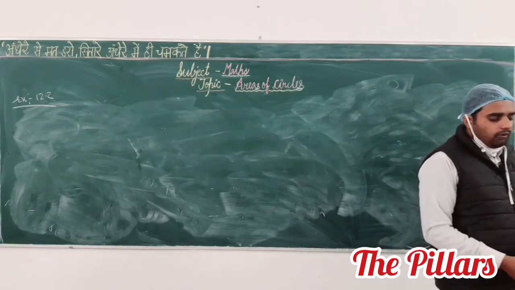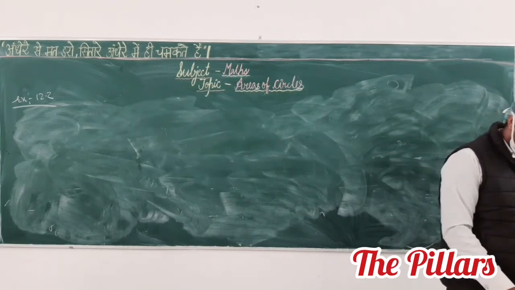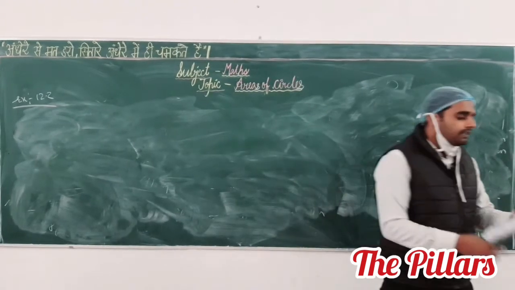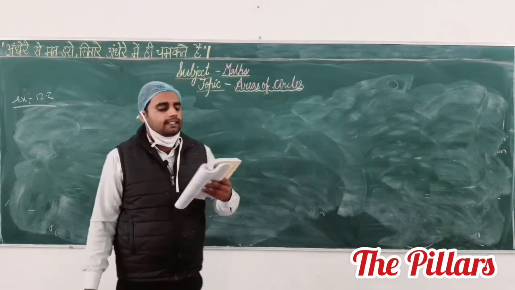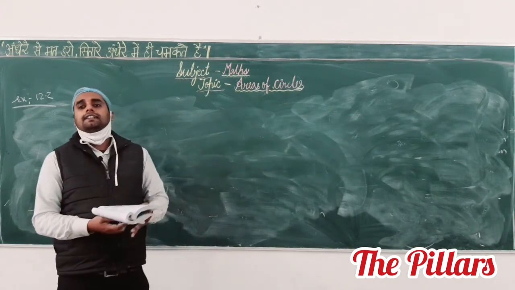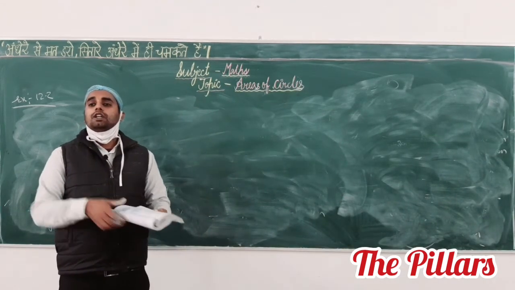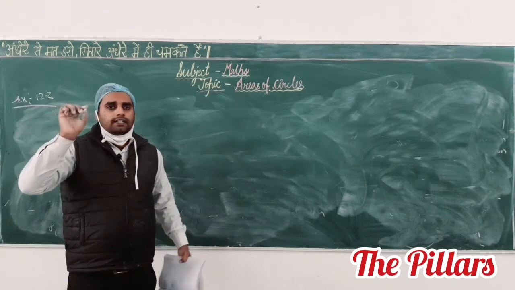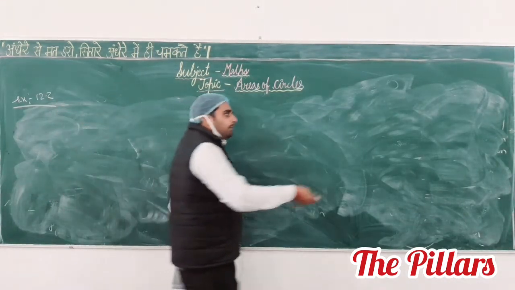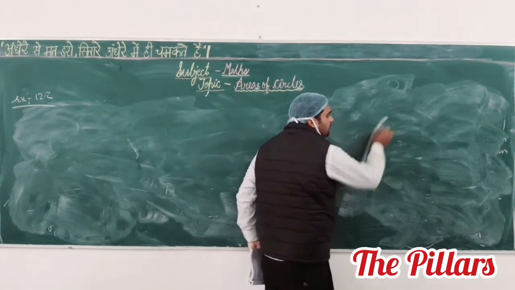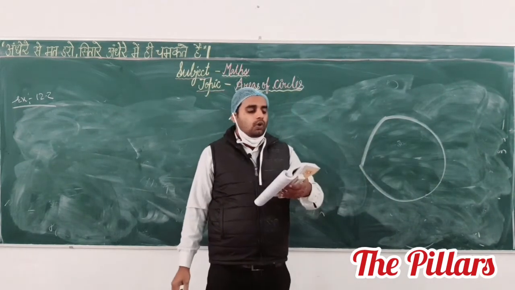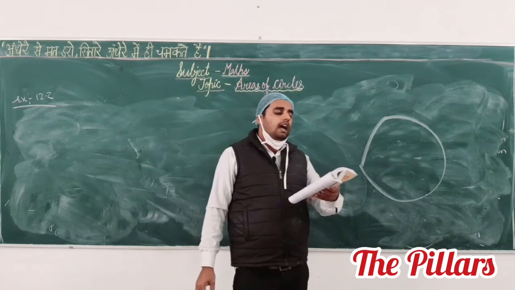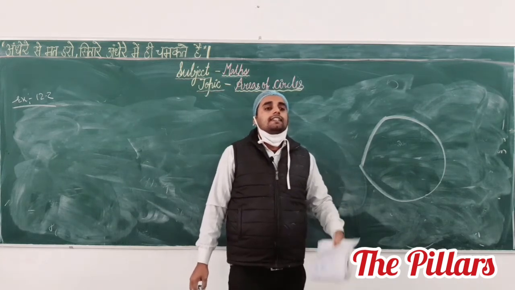Question number 1. Area of a sector. Find the area of a sector of a circle with radius 6 centimeters, if the angle of the sector is 60 degrees. Those students who were absent yesterday, listen one time. Suppose this is your circle. The question is to find the area of a sector of a circle with radius 6 centimeters.